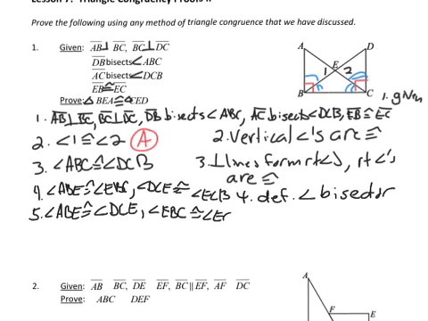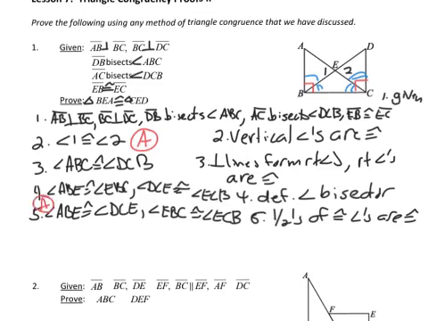ECB, because halves of congruent angles are congruent. Here's what I have. I have my second angle, ABE. ABE is congruent to DCE. So there's an angle. And now I need a side.